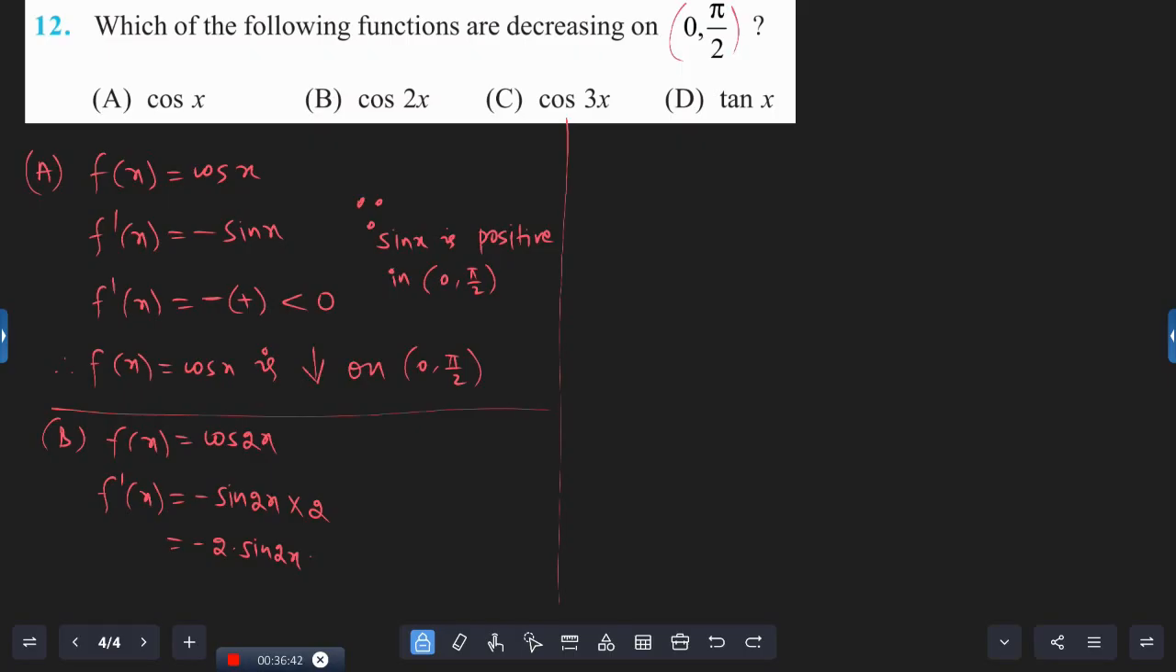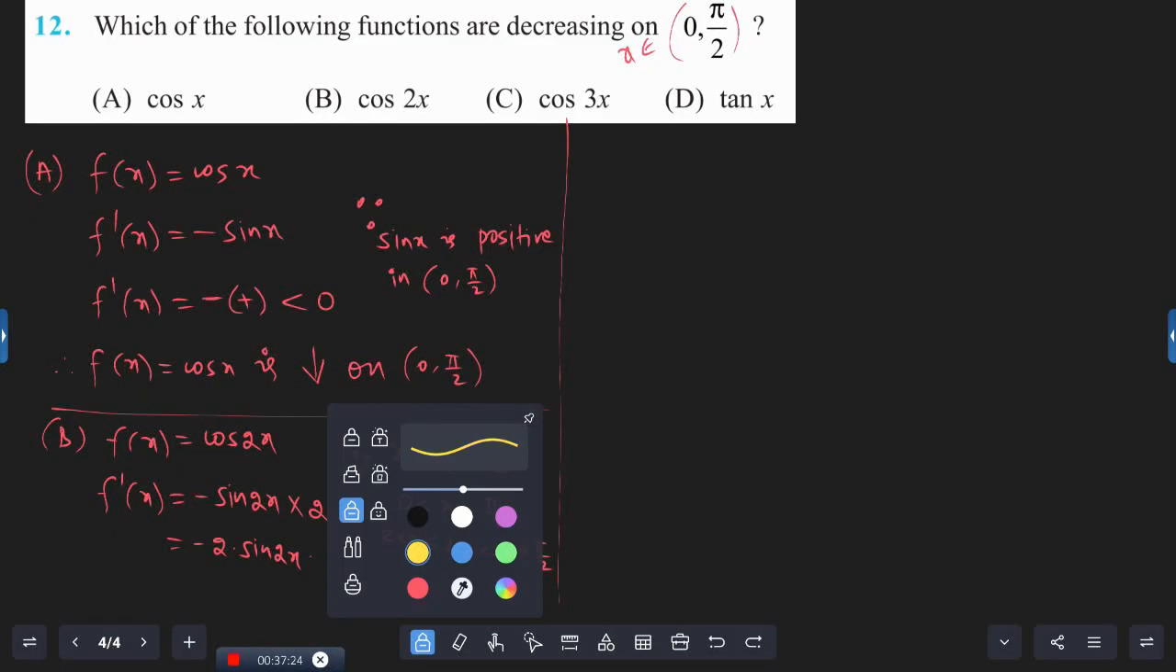Children, listen. They gave only x belongs to 0, pi by 2. But here we have 2x, so for 2x what do we have to check? In this case, x belongs to 0, pi by 2. That means 0 less than x less than pi by 2. If you need 2x, what you have to do is multiply by 2. So 2 into 0 less than 2 into x less than 2 into pi by 2.